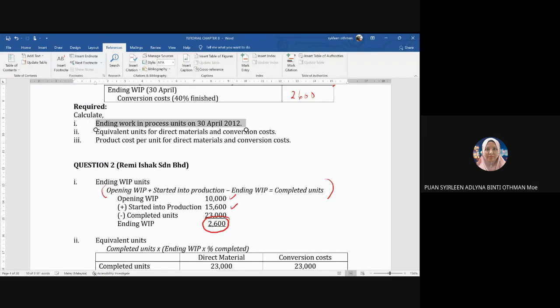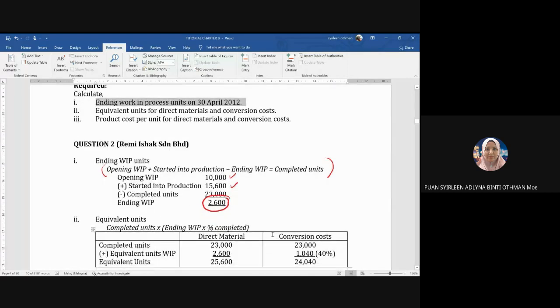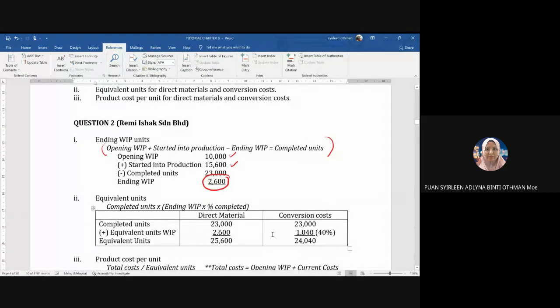Alright, and then we are supposed to calculate the equivalent unit. Okay, nak kira equivalent unit tak payah susah-susah buat table penuh sangat lah ya, sebab this one is very simple. Dia dah bagi awak baki, completed units for direct materials and conversion cost. Okay, so direct material dia punya units completed and transferred out is 23,000. Lepas tu plus equivalent unit in WIP is 2,600. So the equivalent unit untuk direct material is 25,600.